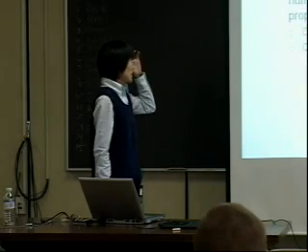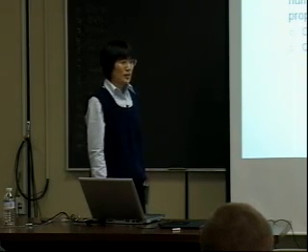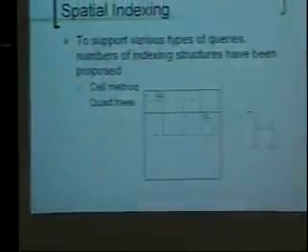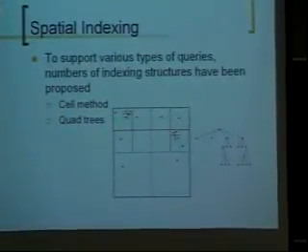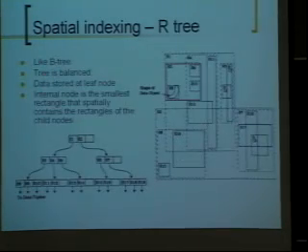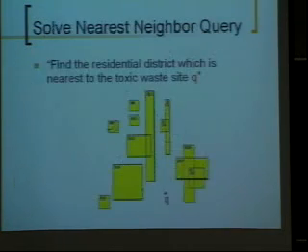To support those types of queries, we need a spatial indexing structure. Various indexing structures have been proposed. For example, the cell method divides the whole space into subspaces. The most popular one is the R tree. It's like a B tree. The tree is a balanced one, with data stored at leaf nodes. The internal node is the smallest rectangle that spatially contains the rectangles of the child nodes.